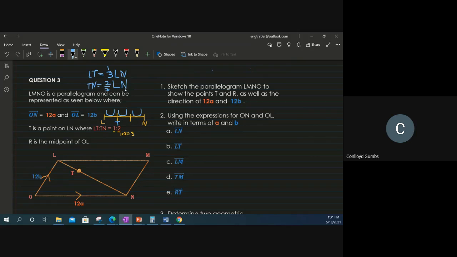All right. The next thing they say is R is the midpoint of OL. That means R must fall somewhere here.